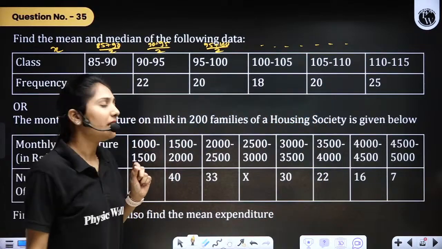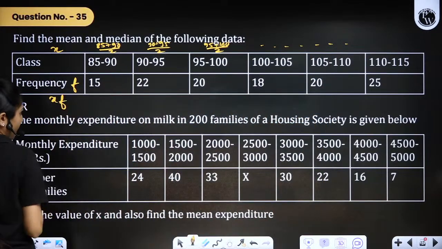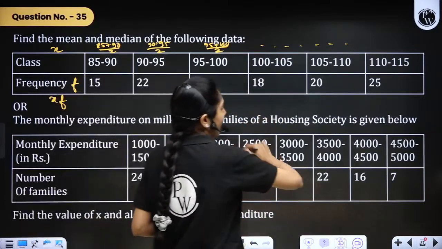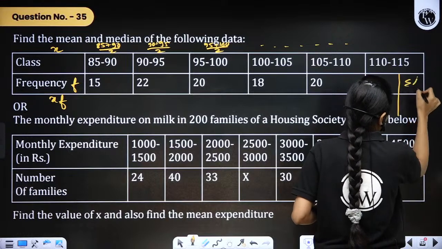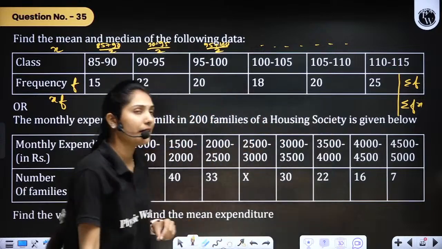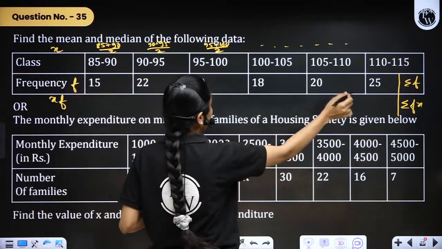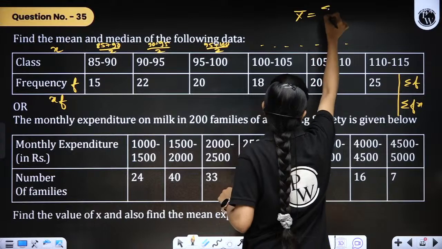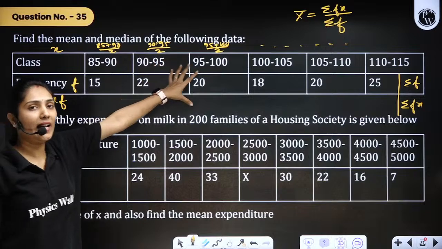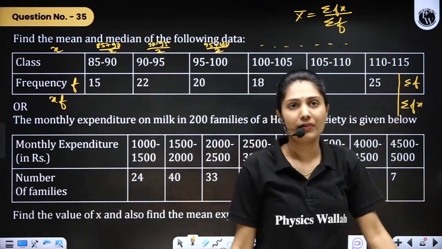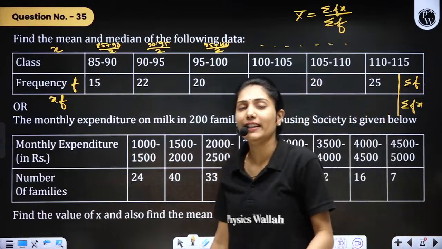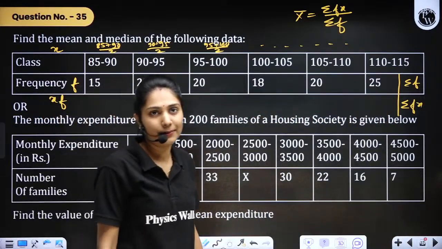After that you will calculate x into f. Whatever values you get at the end, you need to find summation f and summation fx, and therefore the formula for mean is summation fx upon summation f. So you will be able to calculate the mean of the first data. Upper limit plus lower limit divided by 2. Yes, Sahim beta, that's the formula to find the class mark.